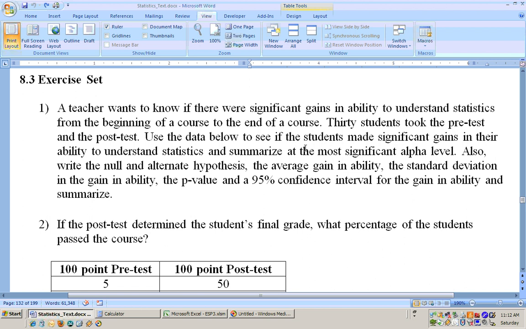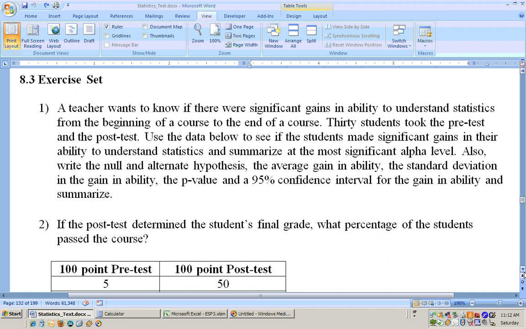Use the data below to see if the students made significant gains in their ability to understand statistics and summarize at the most significant alpha level. Also write the null and alternate hypothesis, the average gain in ability, the standard deviation in the gain in ability, the p-value, and a 95% confidence interval for the gain in ability, and summarize. So let's see. We're supposed to summarize this, I think, at the most significant alpha level.